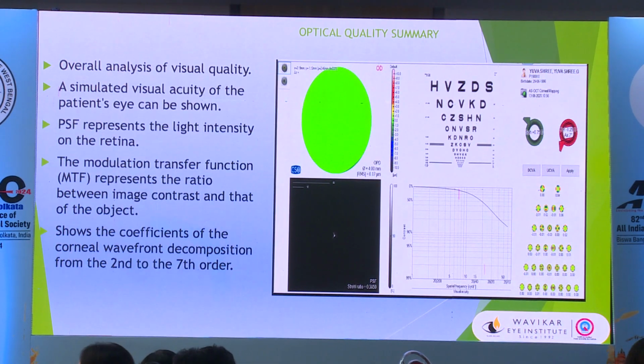Now, this is an optical quality summary screen. Again, it's a very, very important screen when we are going for any refractive surgery, when the patient is very, very demanding, this comes into play. Over here, on the left-hand side below, you have point spread function, then the right side is MTF, and on the extreme right below are the actual values of the Zernike polynomials. On the top, we have the aberration diagram, then the simulation of the visual chart, and what is the refraction the patient is going to take.